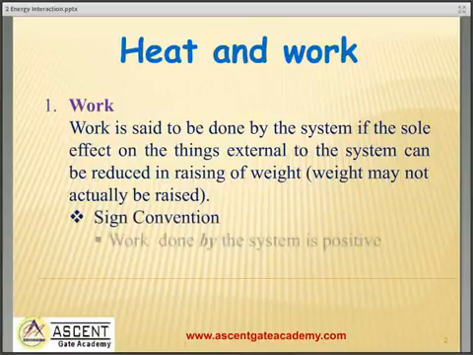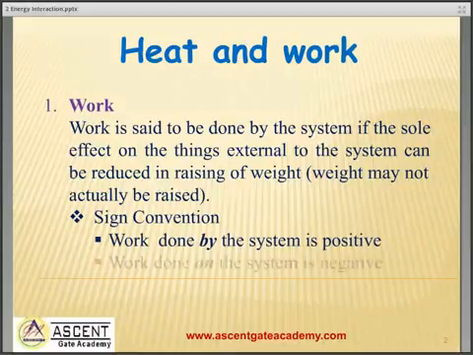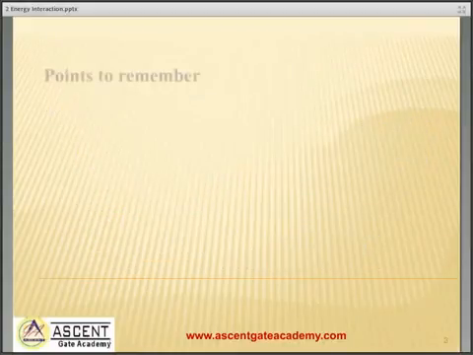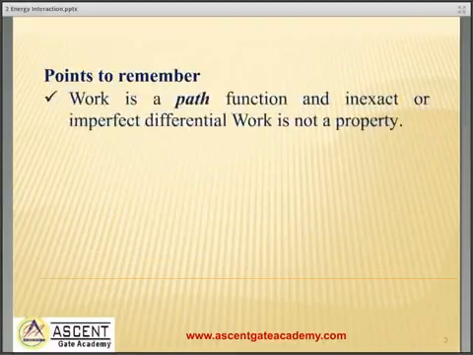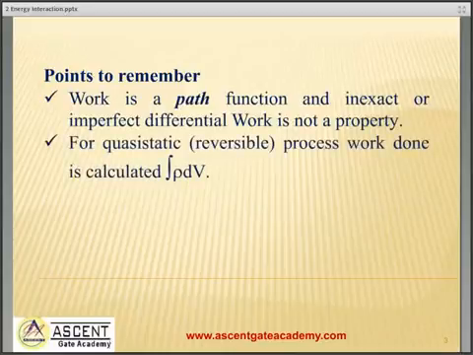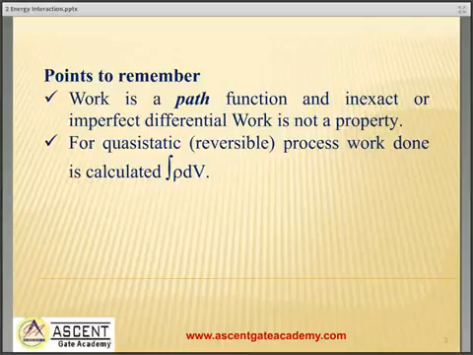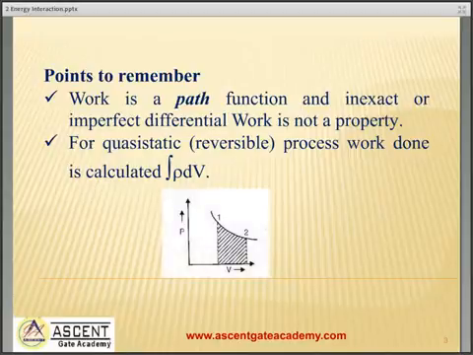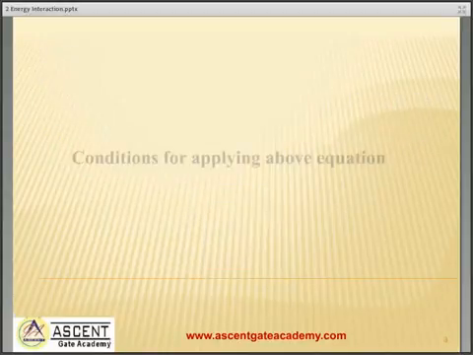Sign convention: work done by the system is taken as positive and work done on the system is taken as negative. Some points to remember: work is a path function and an inexact or imperfect differential. Work is not a property. For a quasi-static process, the work can be calculated as the integration of PdV. Integration of PdV means the area under the PV diagram will give us the work transfer in that process.